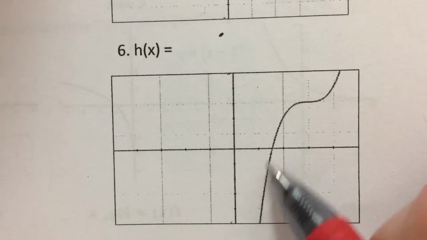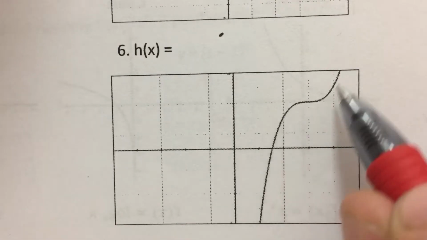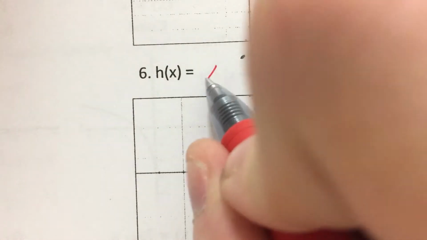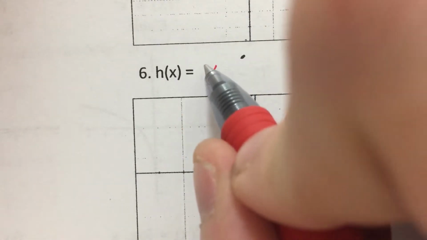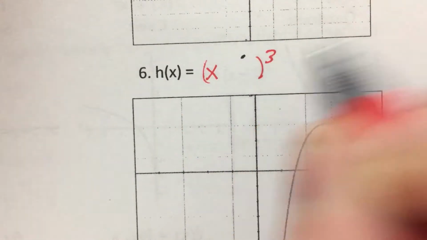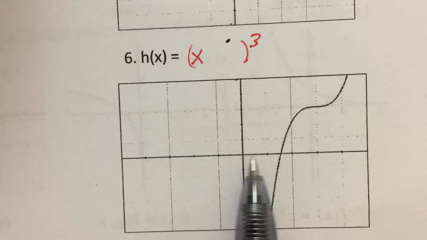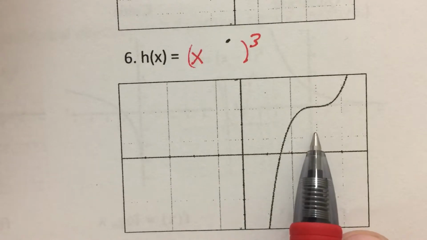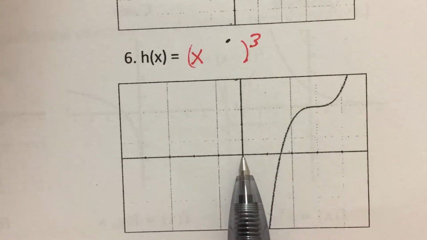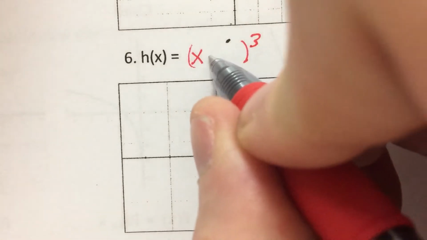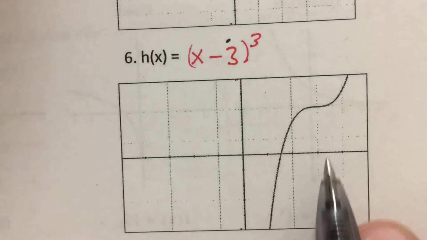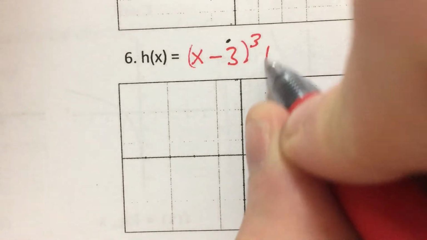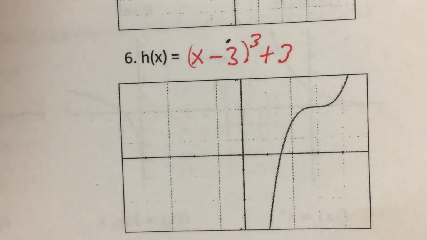Number 6, this is the cubic function, the up and down snake, right? X to the third power would be involved. However, I notice that it has been moved to the right 1, 2, 3 places, and then up 1, 2, 3. So being moved to the right means it needs an inside number of minus 3. And being moved up 3 means it needs an outside number of positive 3.